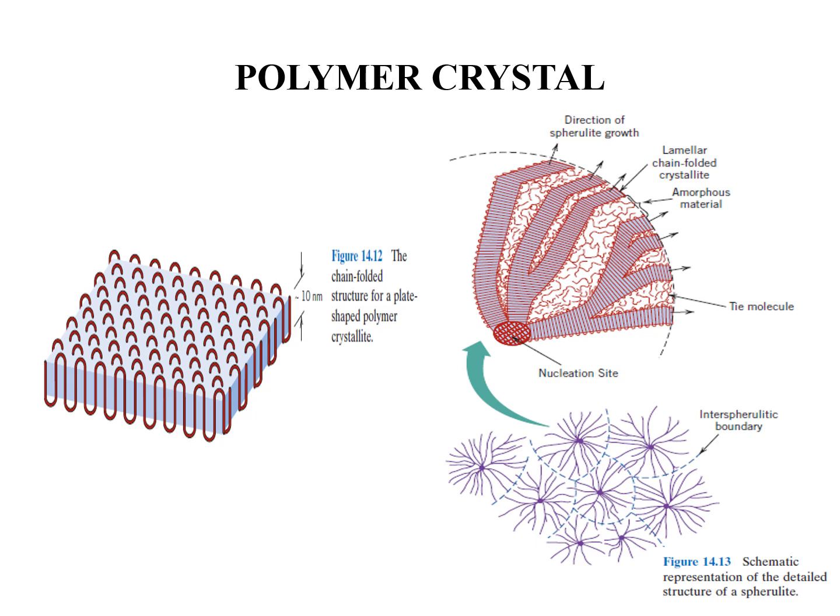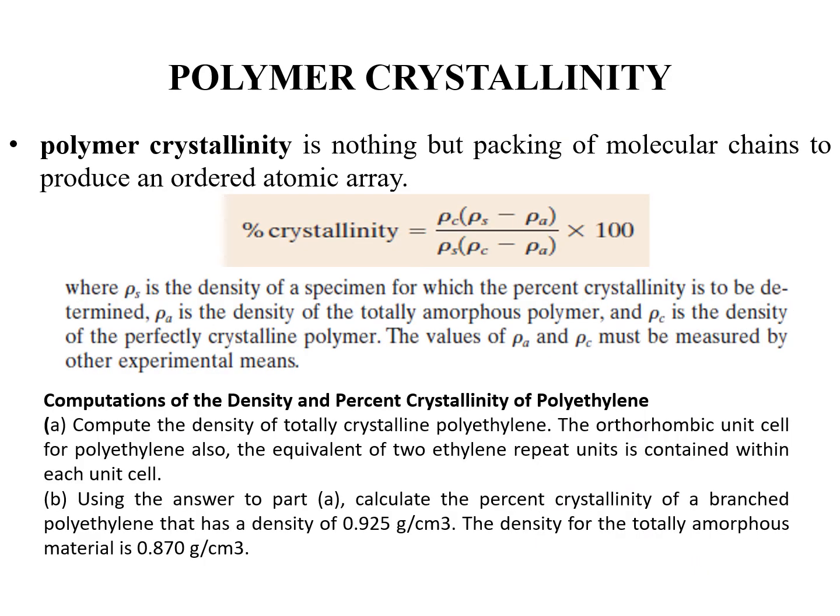Okay, so this is the actual structure of polymer crystal. In our previous slide, we discussed the crystal structure of polymer, the chain folded model, and the spherulite structure when it is in semicrystalline form, and when it is about to complete its crystalline stage, it becomes impinged on one another and forms a planar boundary.